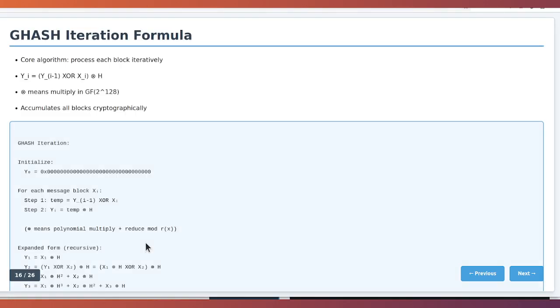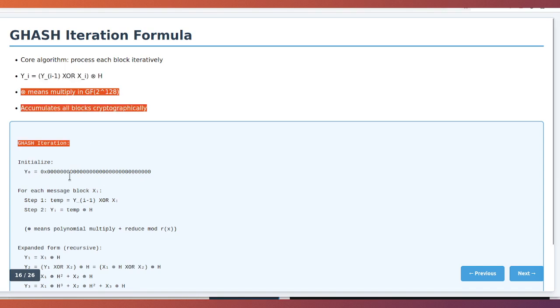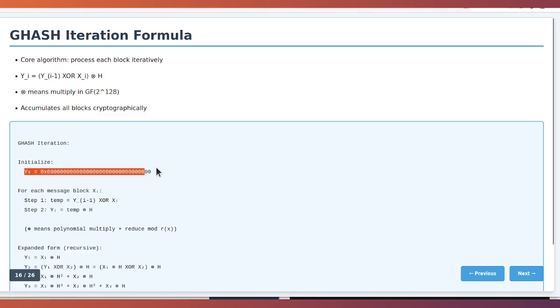The GHASH iteration formula. The core of GHASH is an iterative process that cryptographically accumulates message blocks. We maintain a running accumulator Y, which starts at 0. For each 128-bit message block X subscript i, we compute a new accumulator value using the formula Y subscript i equals the quantity Y subscript i minus 1 XOR X subscript i, all multiplied by H in the Galois field GF of 2 to the 128th power.